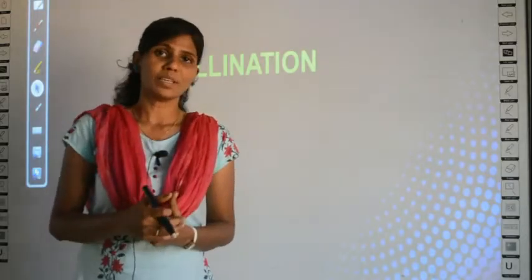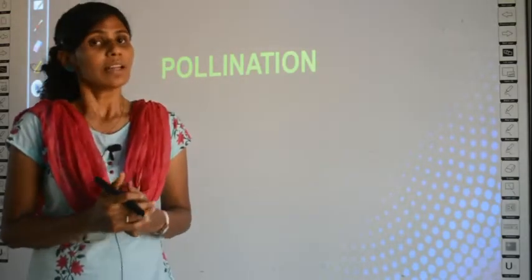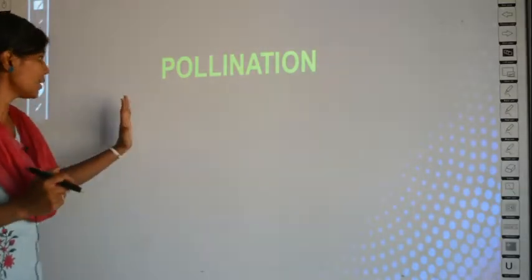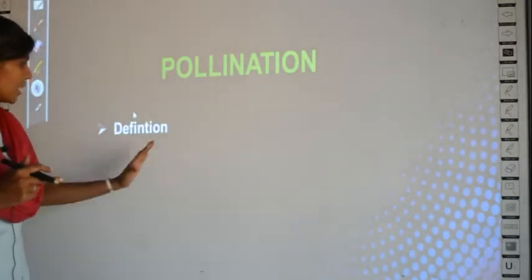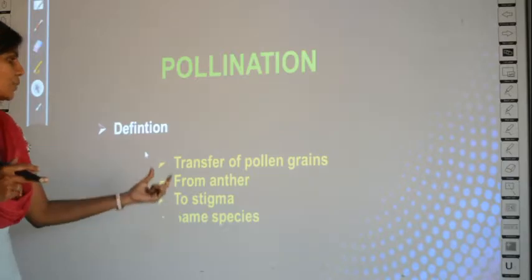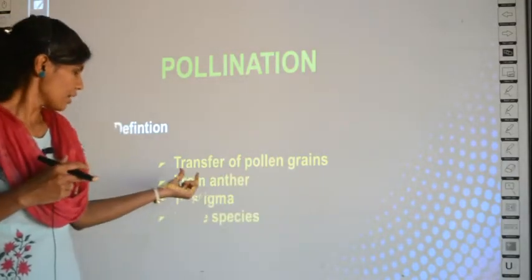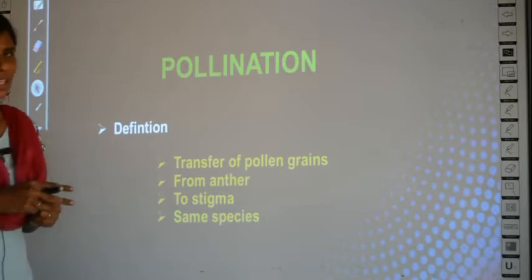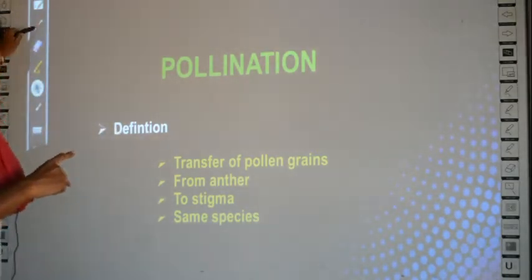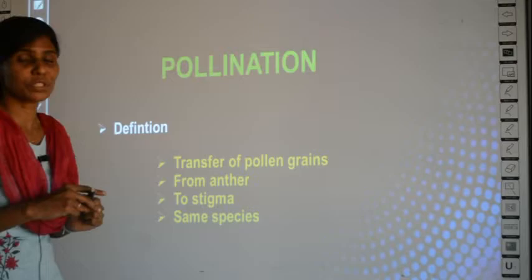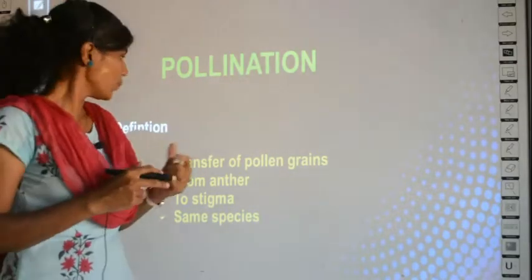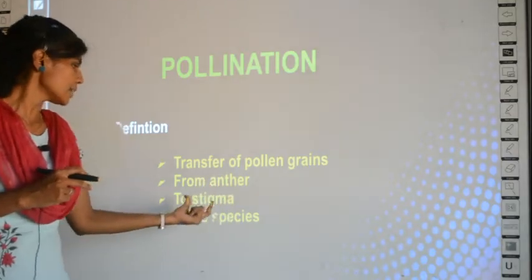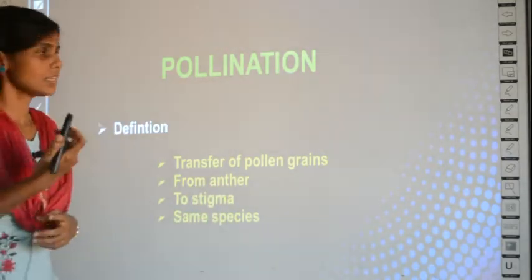So before learning in detail about pollination, let us learn to define pollination. How can you define the term pollination? Pollination is defined as the transfer of pollen grains from anther to stigma among the same species. So do you remember the structure of a flower which we had studied in our previous class? We had studied all these terms, right? Pollen grains, anther, stigma and species.